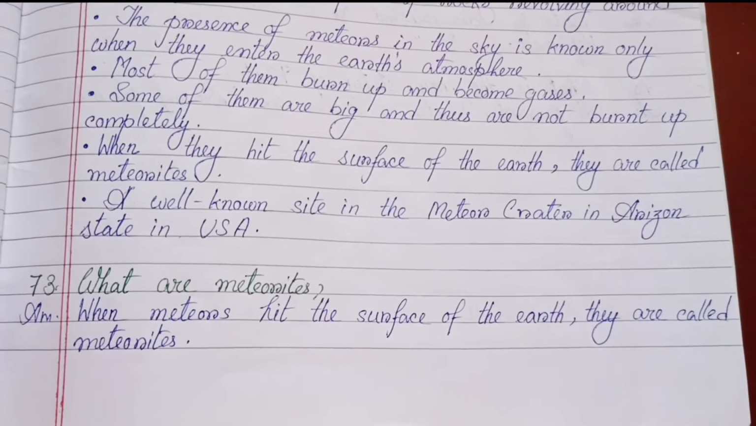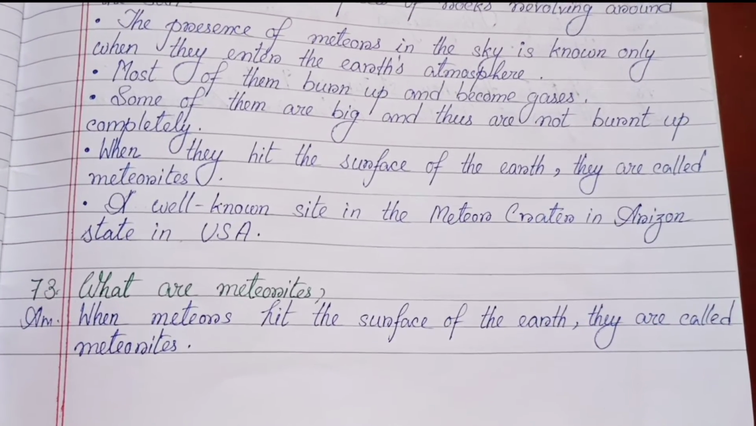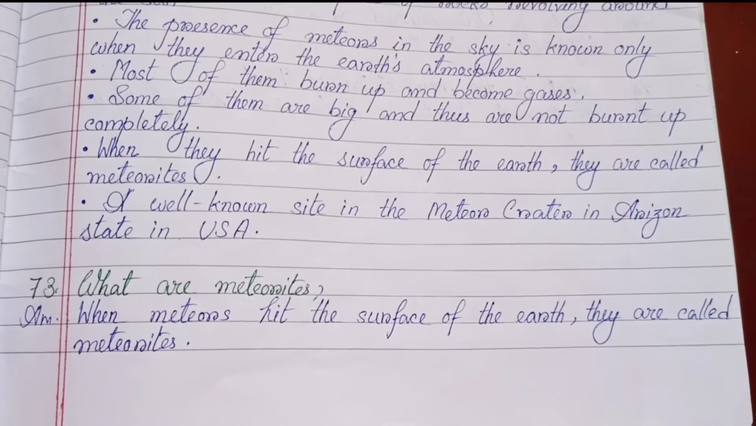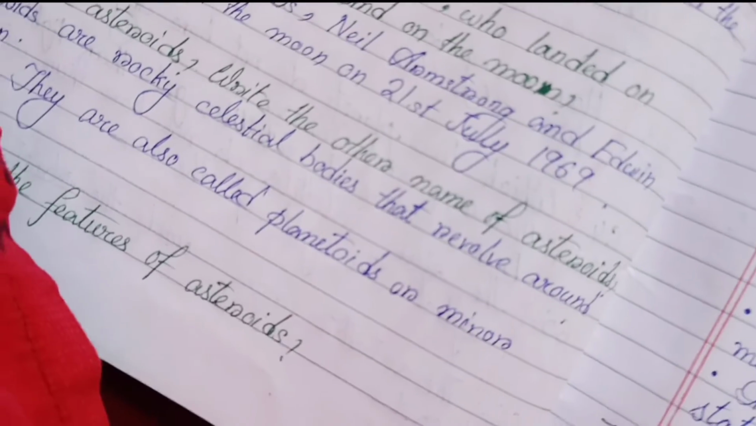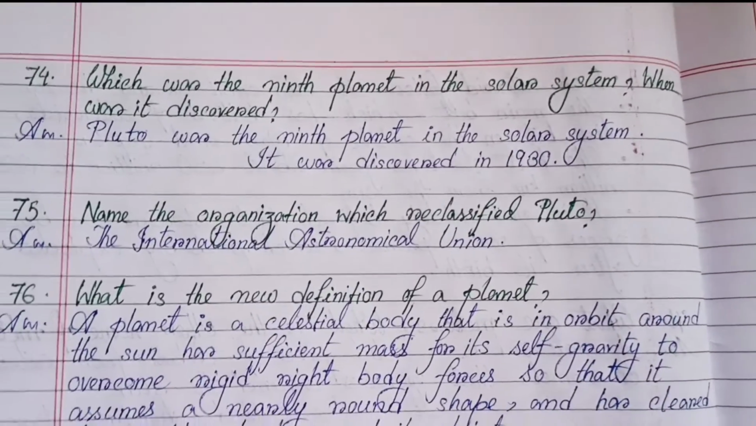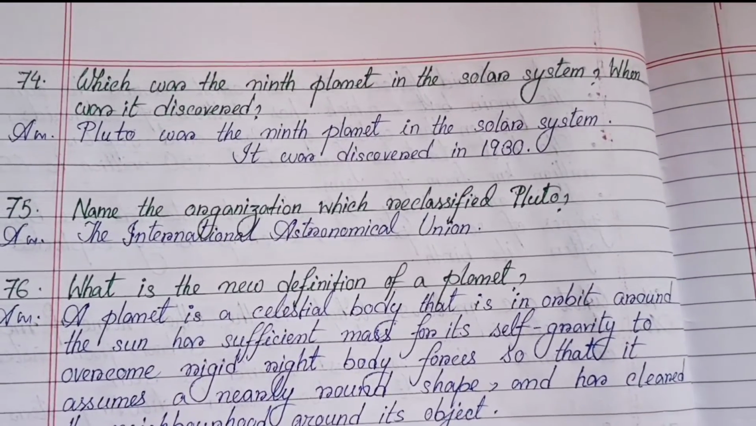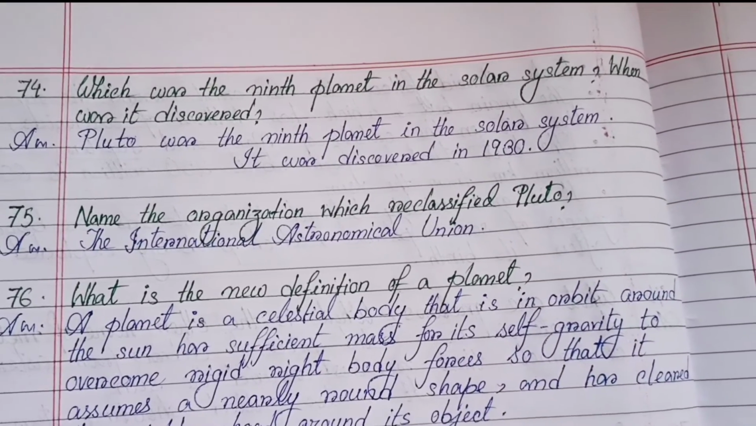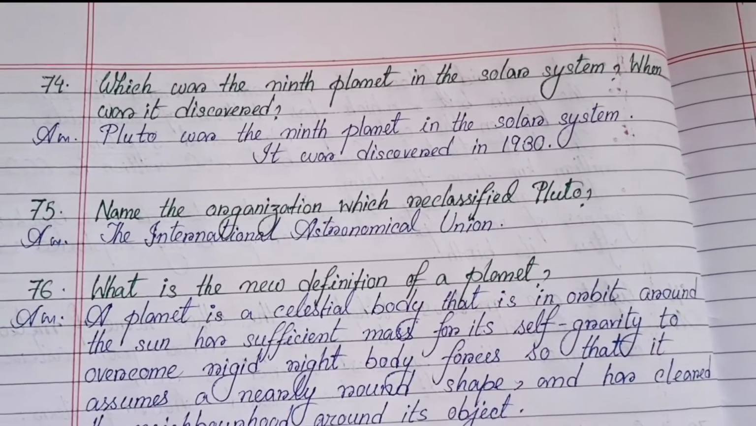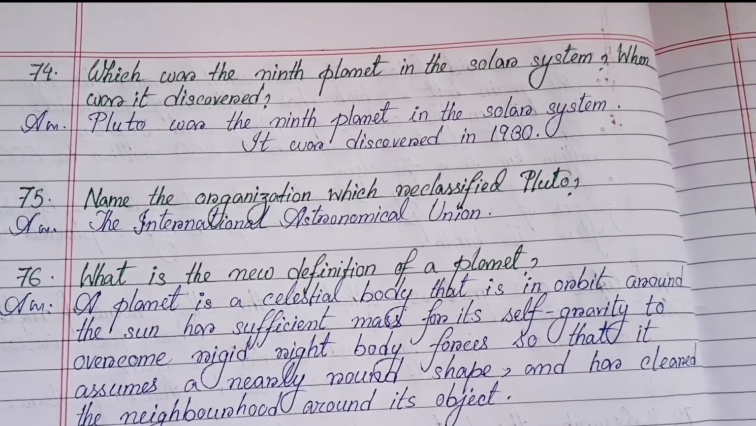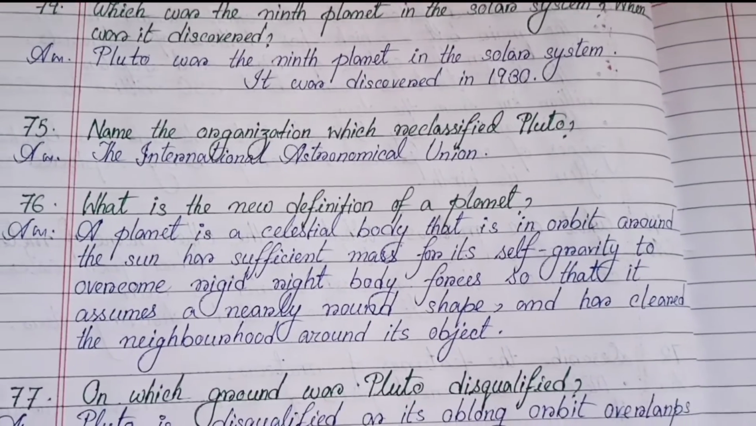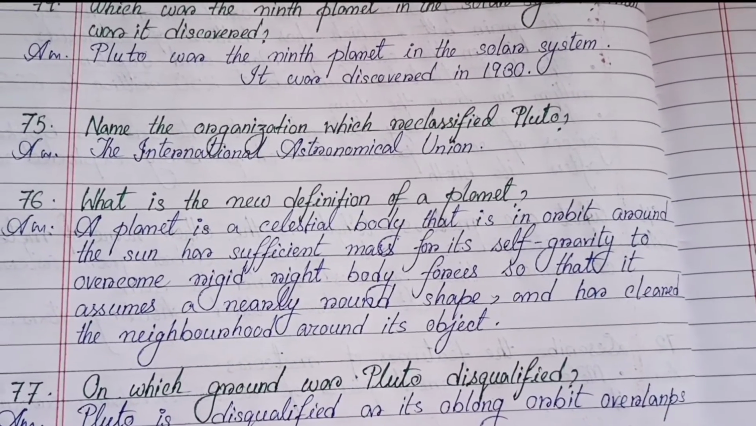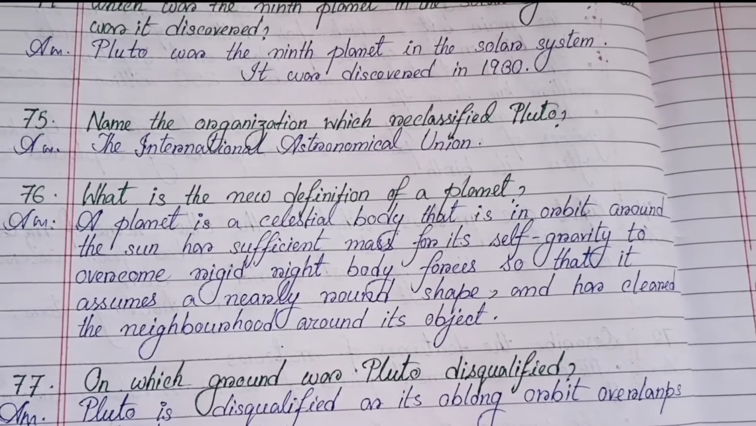Number 73. What are meteorites? When meteors hit the surface of the Earth, they are called meteorites. 74. Which was the ninth planet in the solar system? When was it discovered? Pluto was the ninth planet in the solar system. It was discovered in 1930. 75. Name the organization which reclassified Pluto.